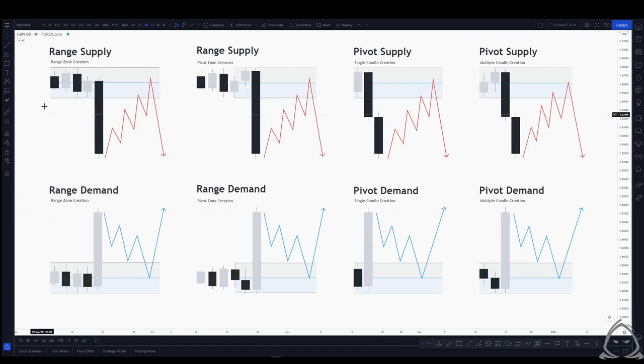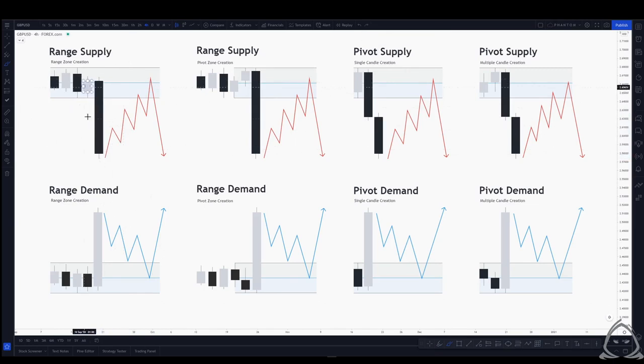If we start right here, we can see that we have range created supply and range created demand. We're using the range zone creation, or marking the zone using the range that is created. So when we're looking at range created supply, for example, we have a sideways range in price. We can see that price is clearly moving sideways. As a result, we're able to draw our supply zone using the highest high and lowest low that builds that range. In this example, it ends up being one candle that creates the entire range, but as we can see, price is more or less trapped within that range before it moves to the downside.